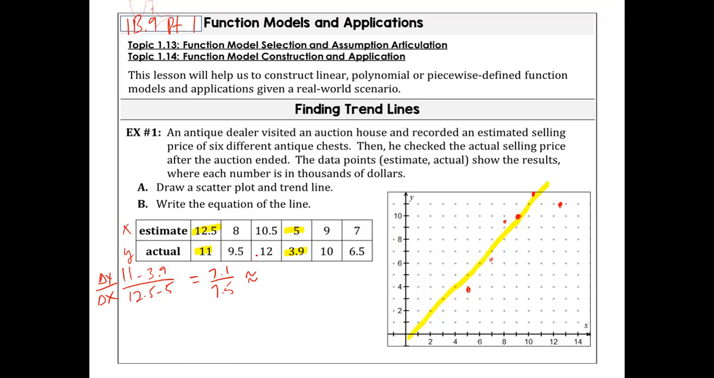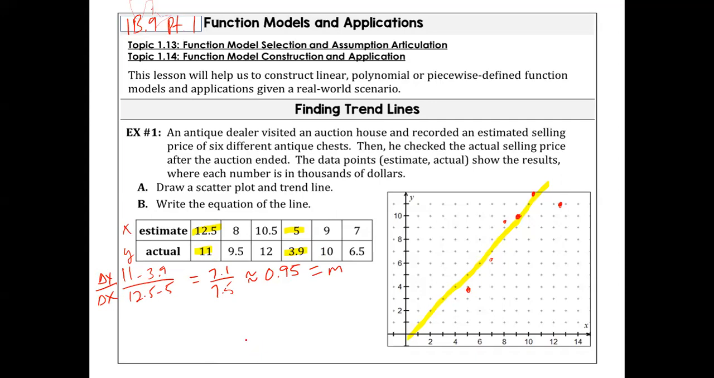Anyone? 0.946. We'll take it. Wait, we didn't round up because it's continuous. Let's just round to 0.95 then. Is that cool? We'll just do 0.95 instead of rounding. Okay, now this is my slope.